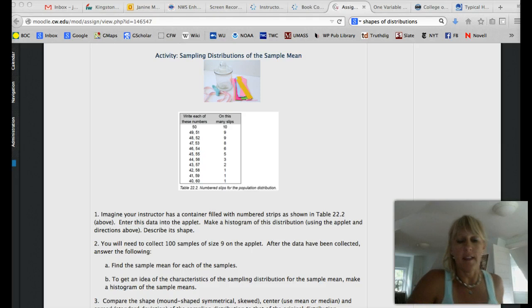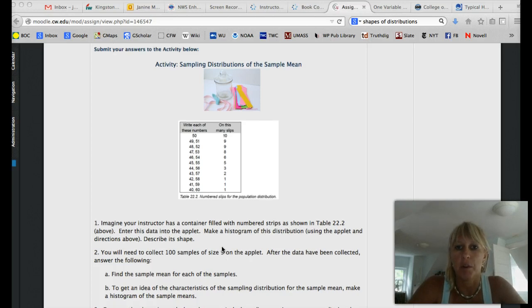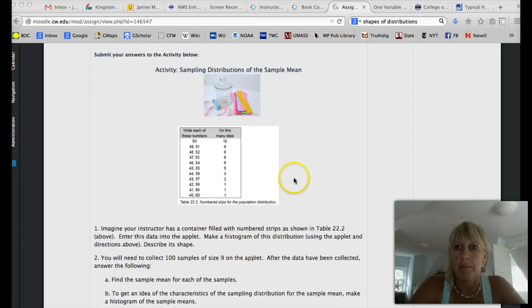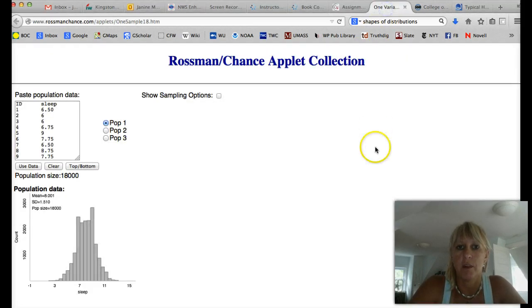Now, the assignment asked to do that 100 times. If you were in a classroom, we could actually gather this data rather quickly. However, we are by ourselves in an online classroom, so we are going to use technology to help solve this problem. So I'm going to open up the Rossmann-Chance applet, and I'm going to clear the data from the screen, and I'm going to type in the data here.